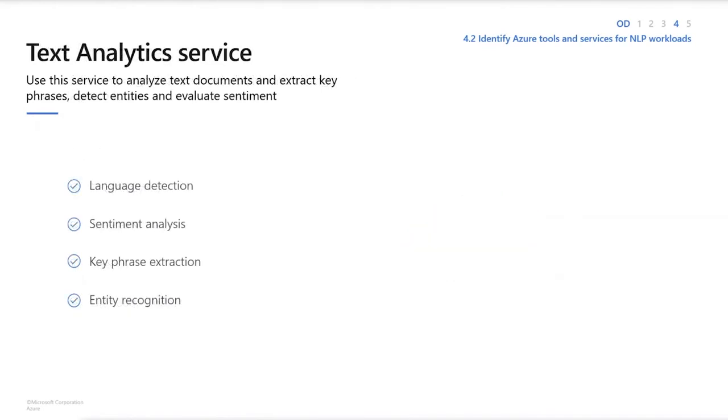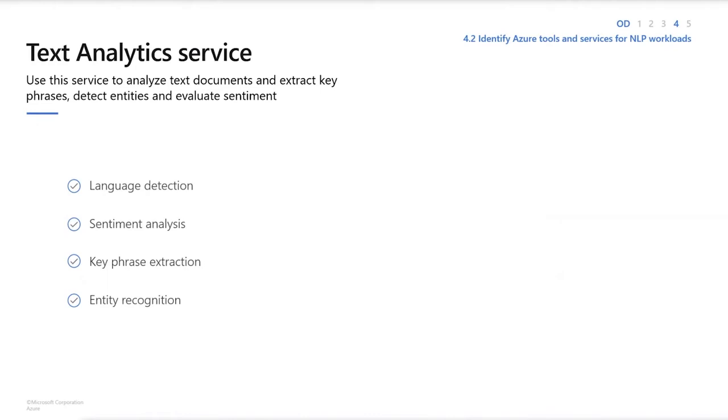So the first one is going to be the text analytics services. Now, you would use the service to analyze different text documents and extract key phrases or detect entities. And remember, those entities are people, places, dates, those type of things. And you can even use it to evaluate that sentiment. Remember, that's going to be how negative or how positive something is.